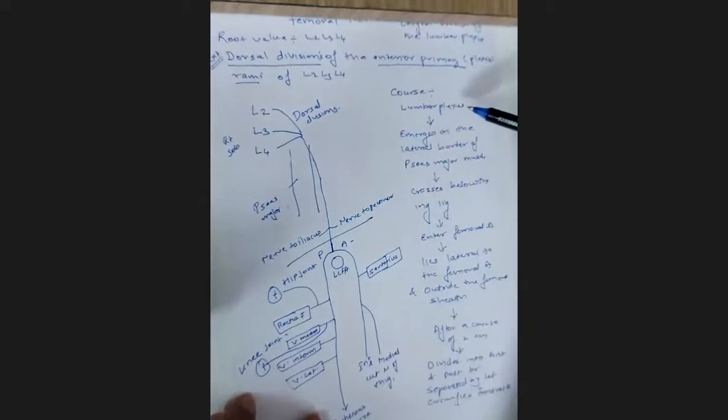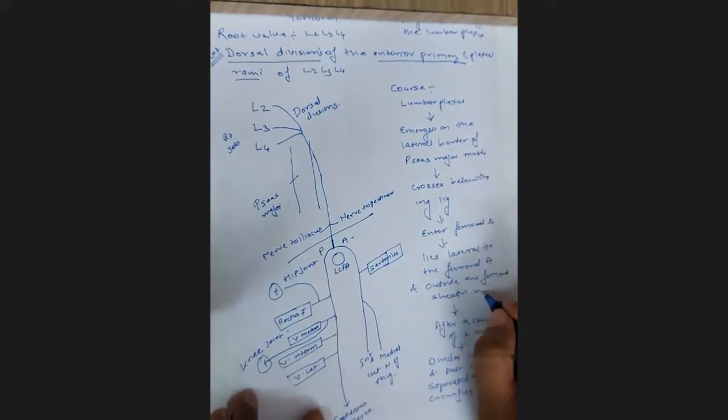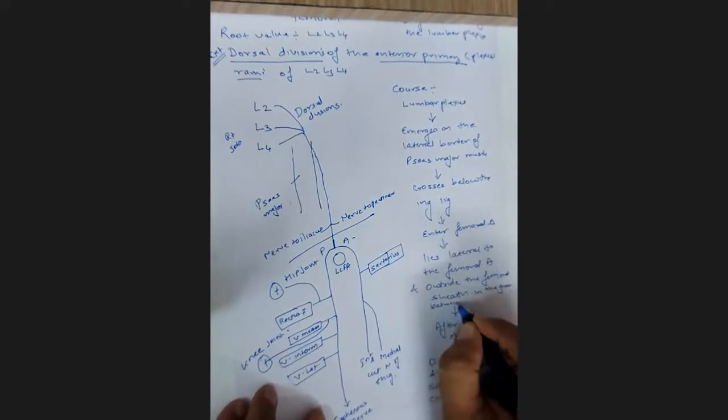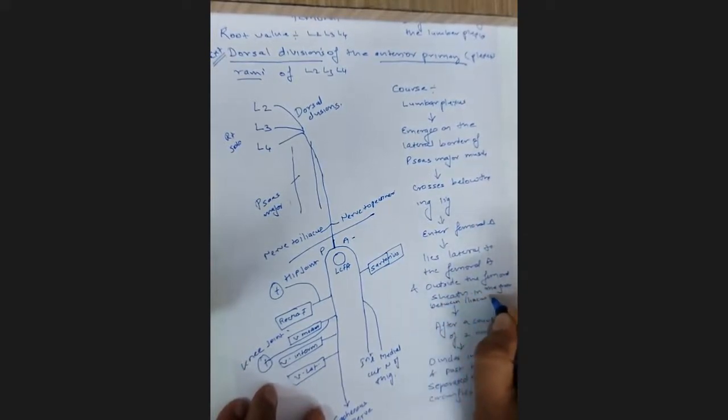The course is written as follows: starts from lumbar plexus, emerges on the lateral border of the psoas major muscle, crosses below the inguinal ligament, enters the femoral triangle, lies lateral to the femoral artery outside the femoral sheath, in the groove between iliacus and psoas major. And after a course of 2 centimeter, it divides into anterior and posterior branches, which are separated from each other by lateral circumflex femoral artery.